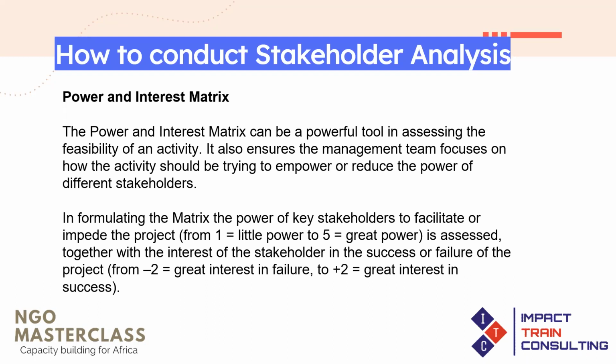And in terms of power, you're going to be using a scale from 1 to 5, where 1 equals little power and 5 equals great power. So you're going to assess the power of key stakeholders. Do they have the power to help you achieve this objective, or do they have the power to hinder your project activities? On a scale of 1 to 5, what is their level of power?